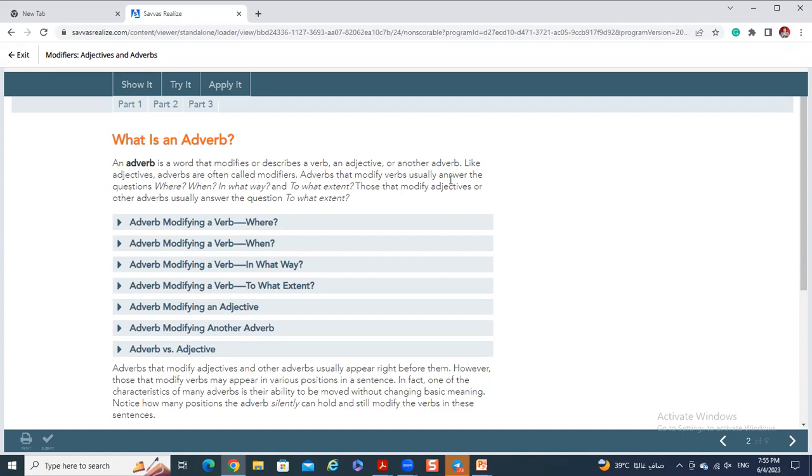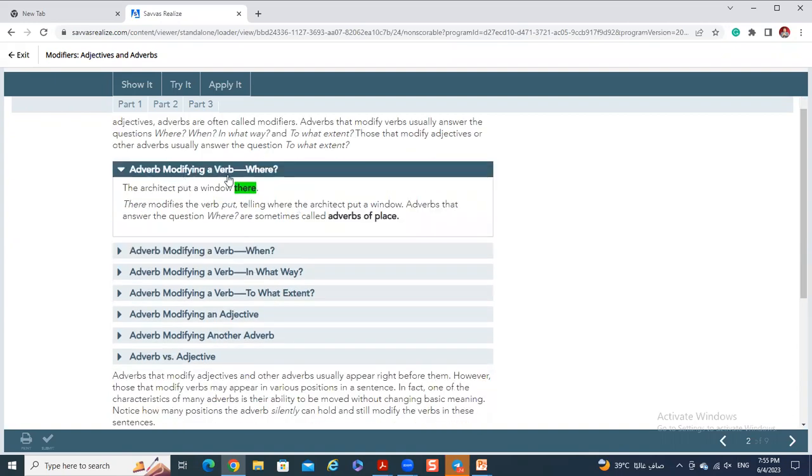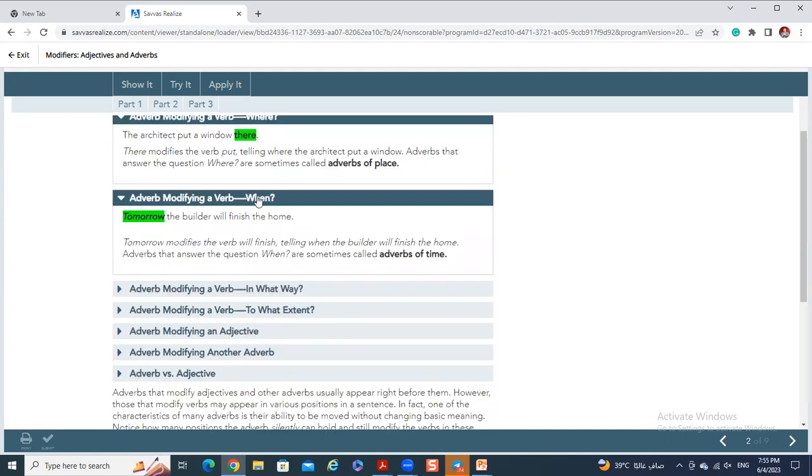Adverbs that modify verbs usually answer the questions where, when, in what way, and to what extent. Those that modify an adjective or another adverb will answer the question: to what extent? Let's talk about the adverb that modifies a verb and answers the question where. The architect put a window there. There modifies put. It answers the question where.